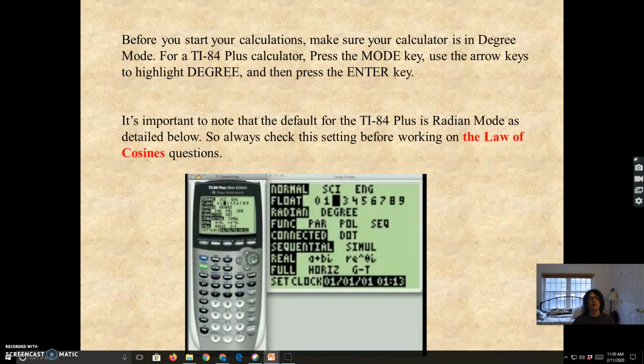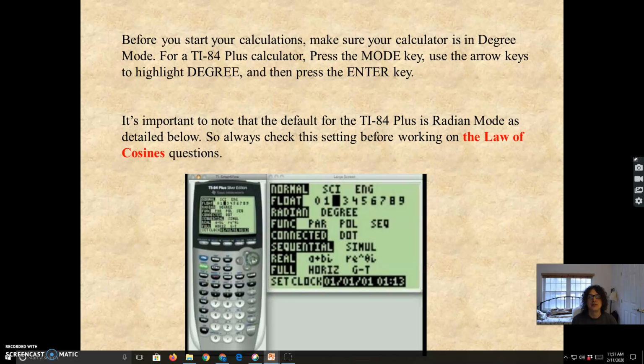Now, very, very important, before you start your calculations, make sure your calculator is in degree mode. For our TI-84 Plus calculators that we have here in class, we have to press the mode key towards the upper half of your calculator, use your arrow keys to highlight degree, and then press the enter key to ensure that you're on degree mode.